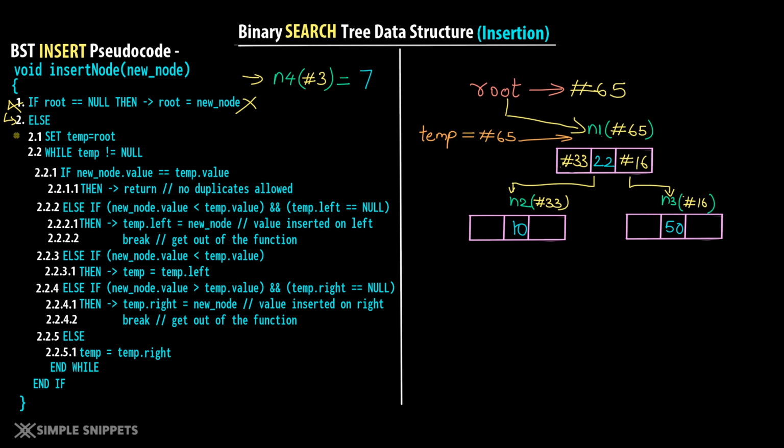This is something that we've done 2-3 times now. So after 2.1 is done, we will say 2.2 while temp not null. So temp is not null because temp is pointing to n1. So the while loop will start executing. We will go in the while loop.